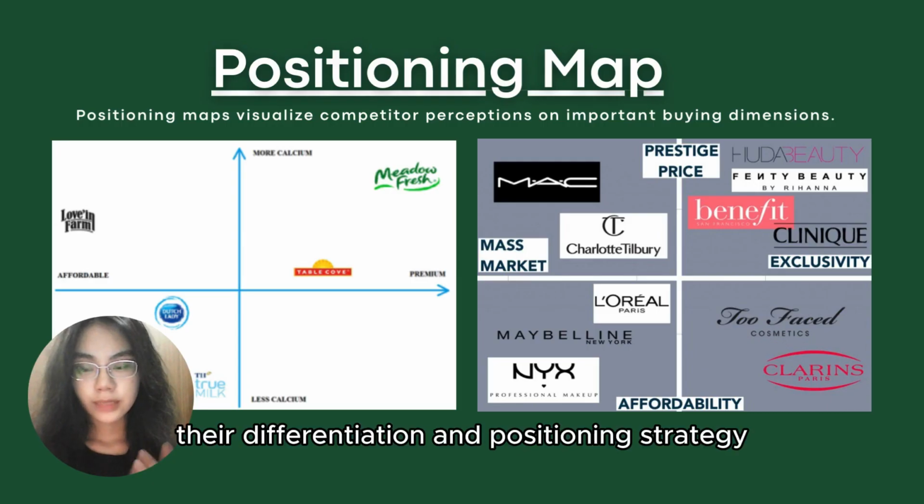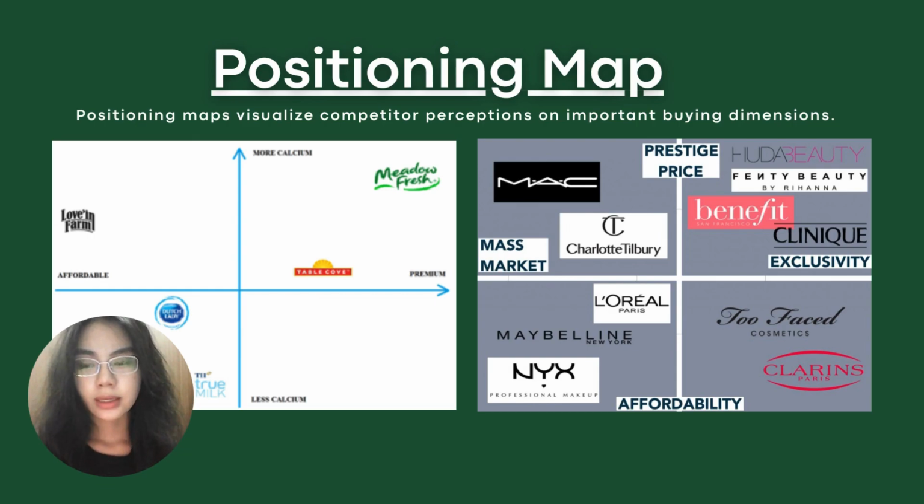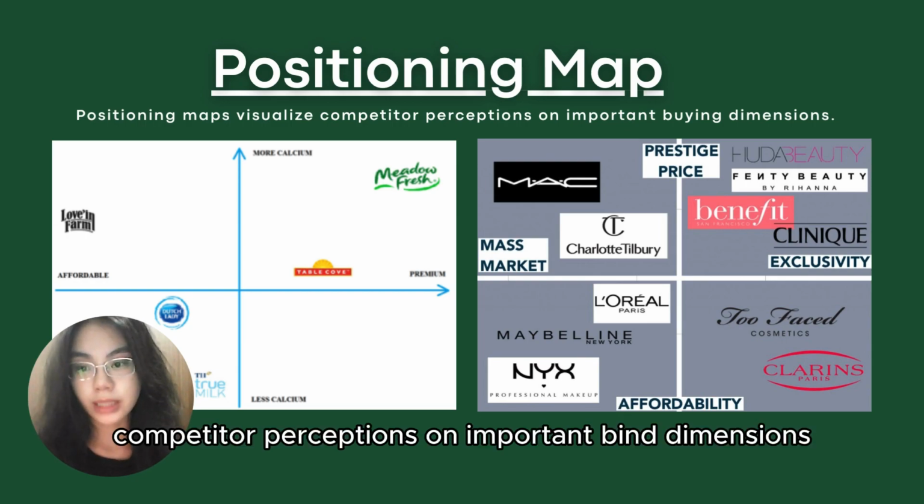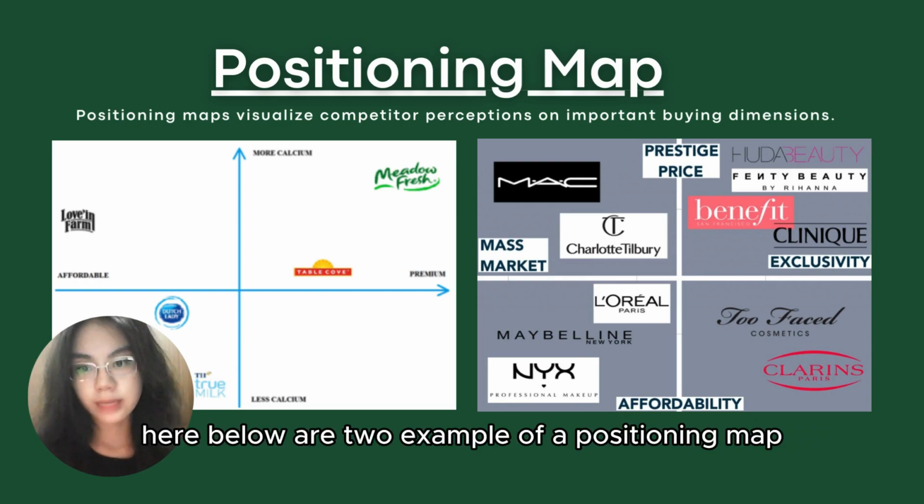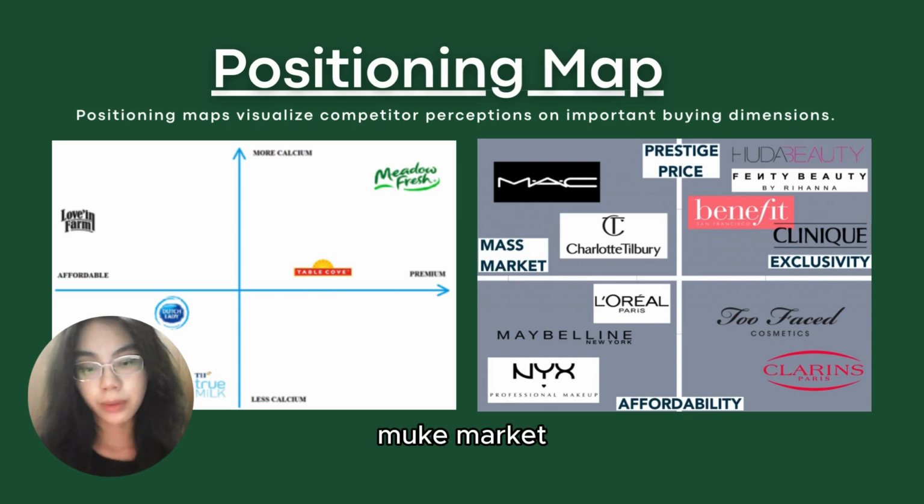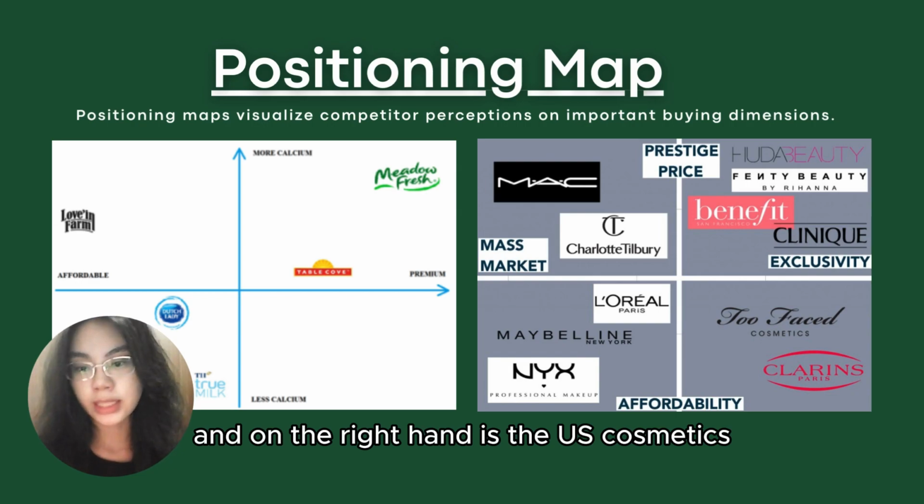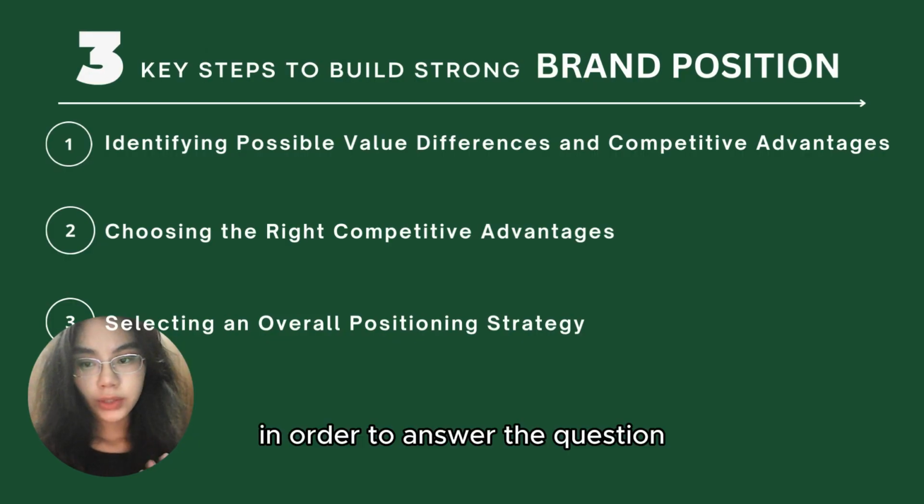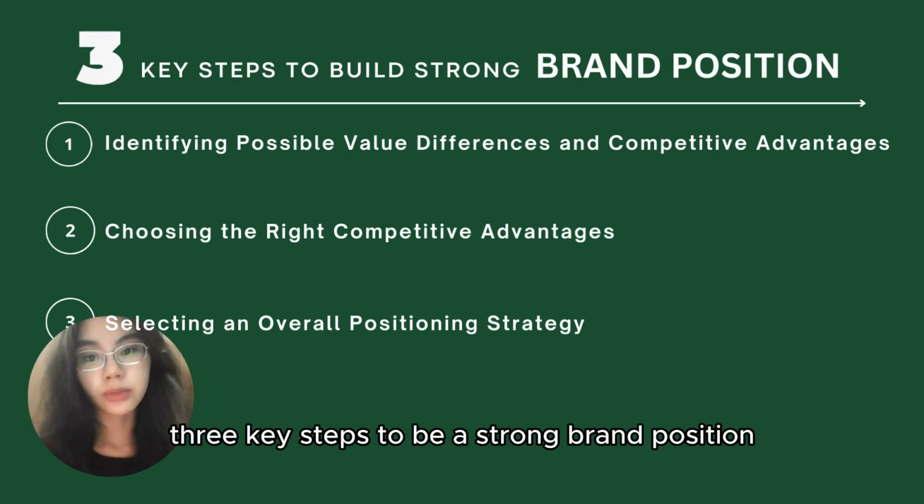In planning their differentiation and positioning strategy, marketers often prepare conceptual positioning maps to visualize competitor perceptions on important buying dimensions. Here below are two examples of a positioning map. On the left hand is the Vietnamese milk market, and on the right hand is the US cosmetics. In order to answer the question how, we have to take these three key steps to build a strong brand position.